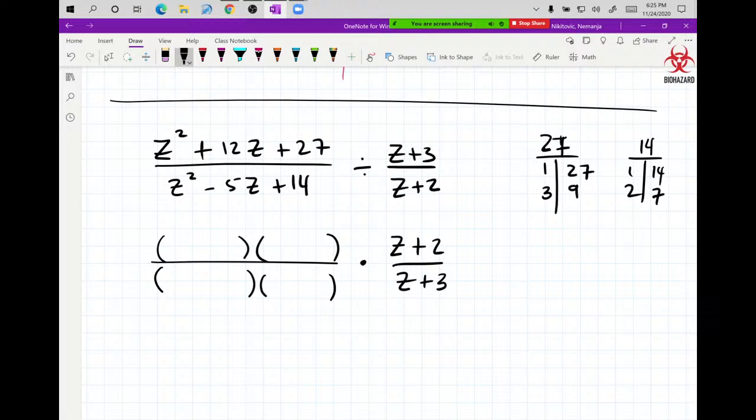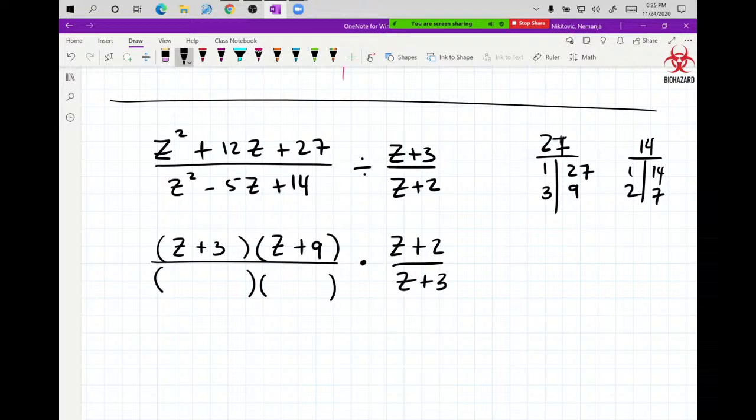Z plus 3 and 3 times z plus 9. So both of them positive because they need to add to 12, right? Yeah. So z plus 3, z plus 9. Great. How about the one on the bottom? Z minus 2, z plus 7.